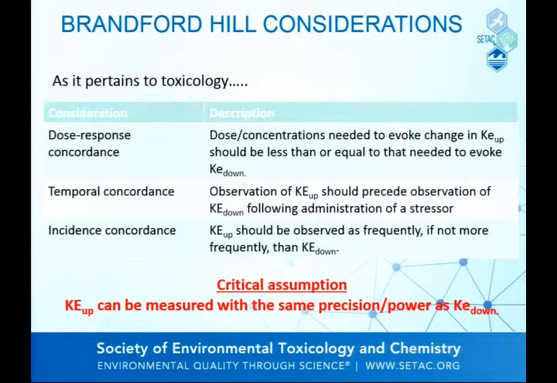So as it pertains to toxicology then, we can think about this in terms of dose response, temporal, and incidence concordance. Okay? Dose response concordance is basically saying the dose or concentration that's needed to evoke some change in the upstream key event is less than or equal to that which produces a change in the downstream key event. Temporal concordance: we should see effects on that upstream key event before we see changes in the downstream key event in a temporal sequence. And then incidence is really talking about occurrence in a population, for example.